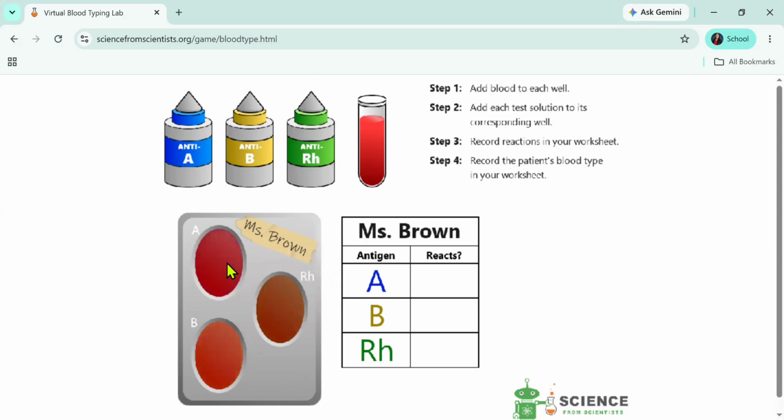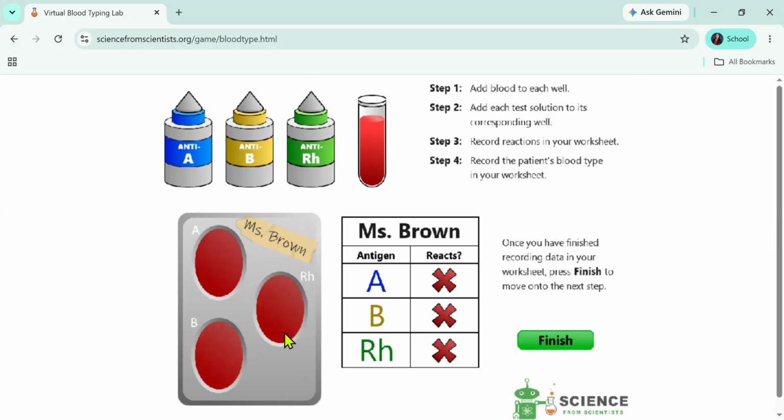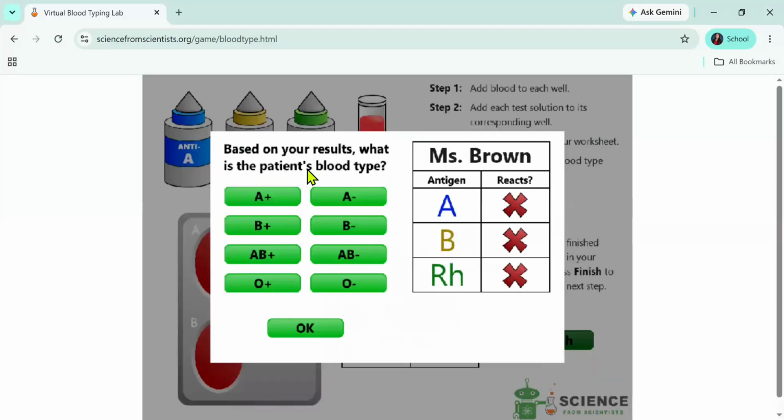That's too long already. So for well A, there is no agglutination, there is no reaction. For the B well, no as well. And the RH factor, no as well. So there are no reactions, no clumping, no agglutination. What do you think is the blood type of Miss Brown? Based on your result, what is the patient's blood type? Okay, no reaction at all.